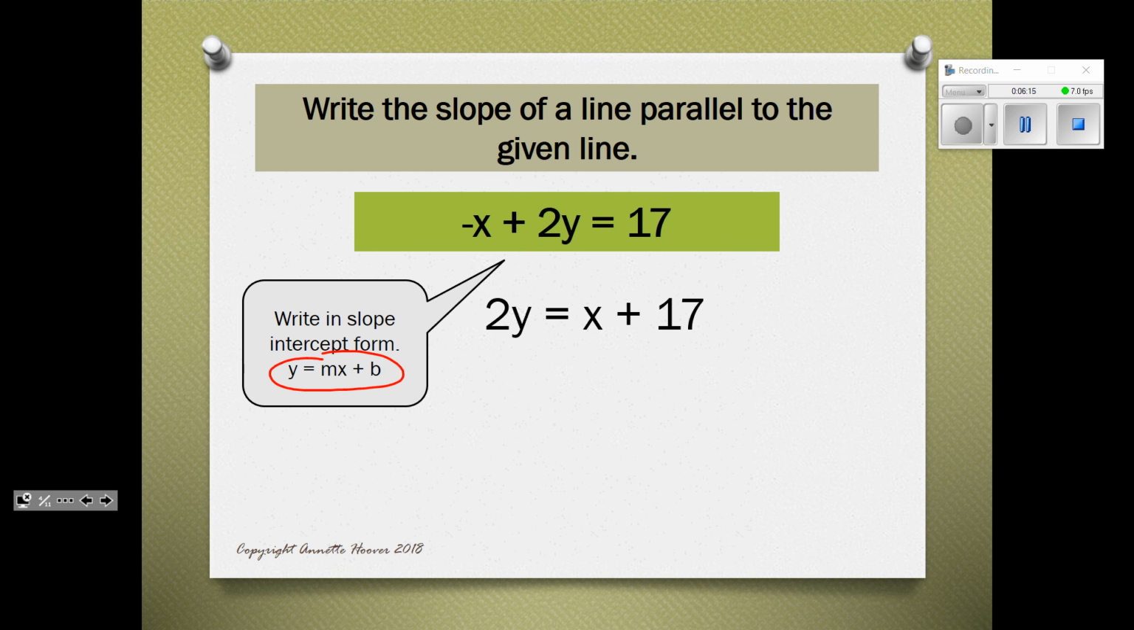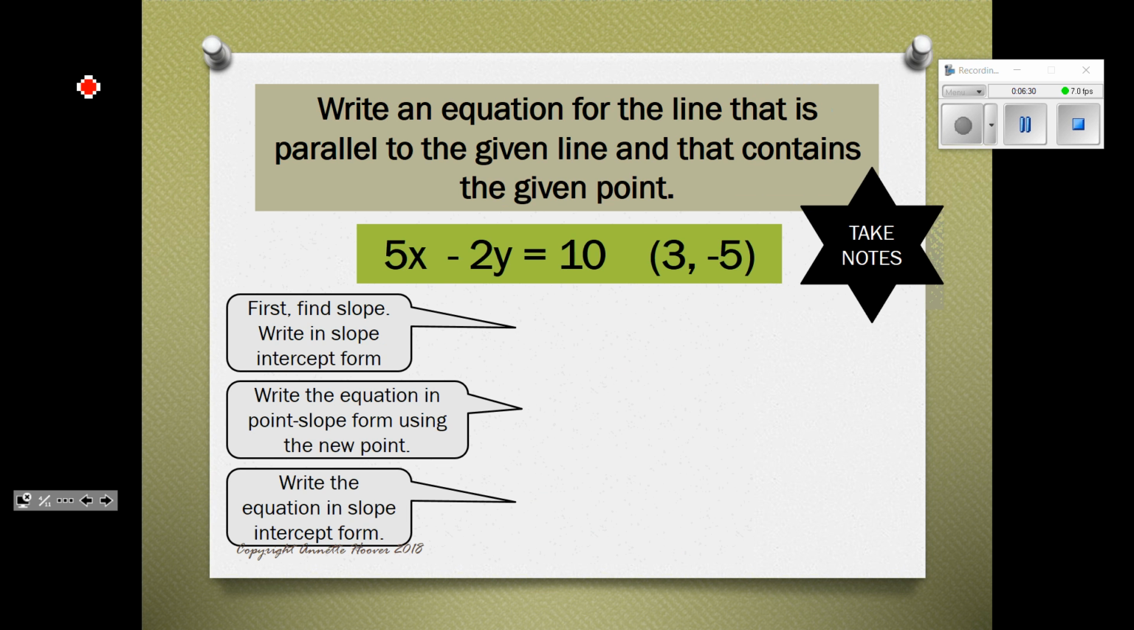So once you put it into slope-intercept form, all you have to do is look at what's in front of the x term, and that is our slope. So we know that any line equation that we want to write needs to have the same slope. Now we're going to take it one step farther. It says write an equation for the line that is parallel to the given line that contains this point. So now we want a line that's parallel, but we want this point to be part of the line.